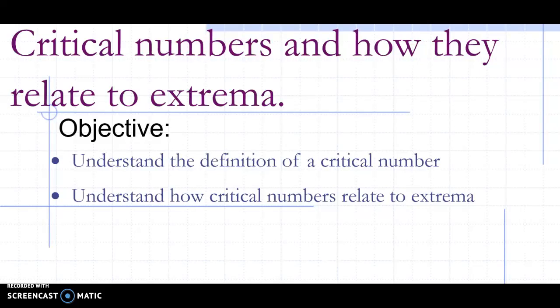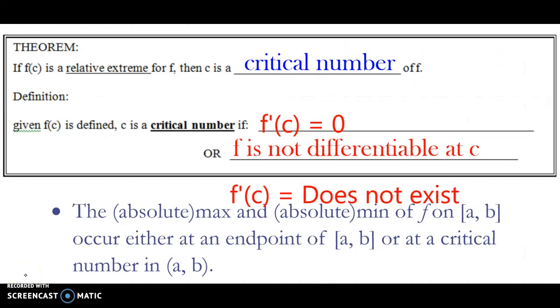Okay, so we've talked about critical numbers before, and we're going to be more definitive and truly define them. We also want to understand how they relate to extrema. Remember, we just talked about extrema in terms of maxes and mins. So let's see. If f(c) is a relative extrema for f, then c is called a critical number of f.